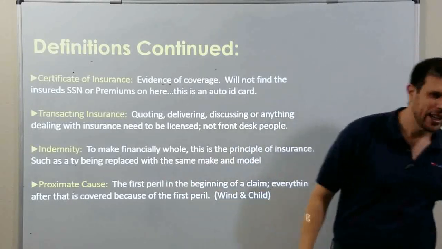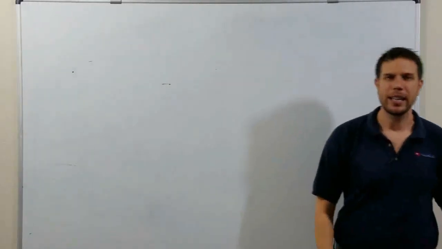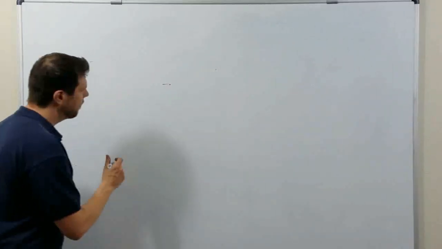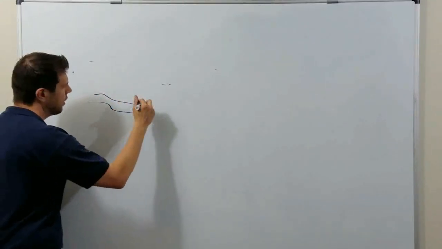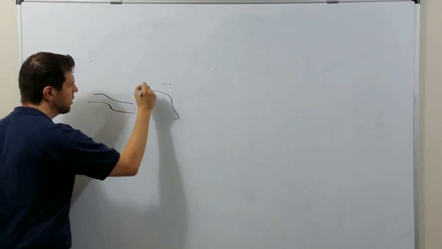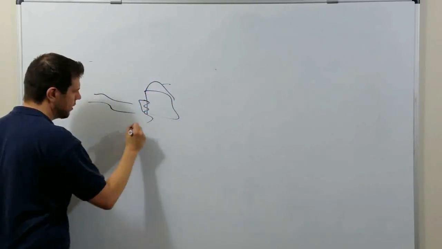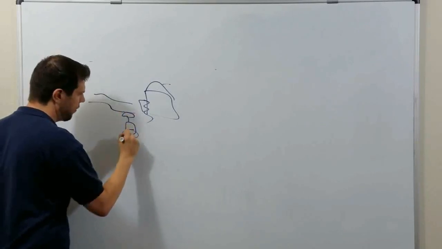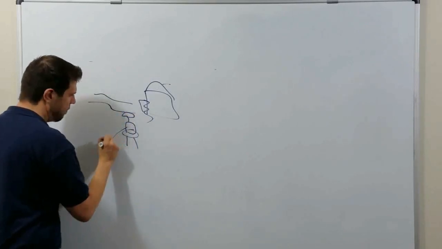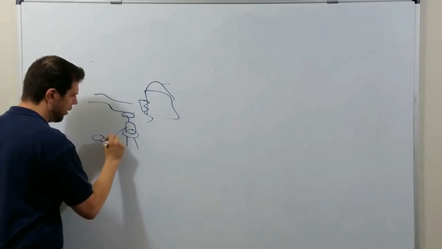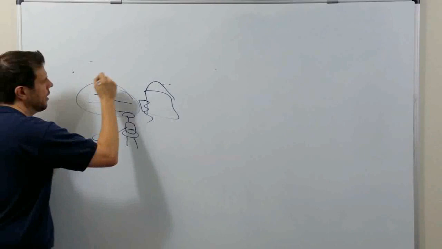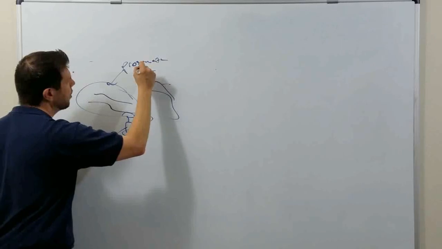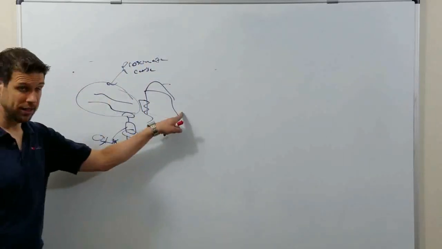Proximate cause is the first thing in the event of an occurrence. So for example, let's say wind blows open a door to a house. The door breaks, knocks into a lamp that's on a table. The lamp falls down and breaks and cuts a child's leg. The wind is the proximate cause. Proximate cause is the first thing in a chain reaction that caused everything.